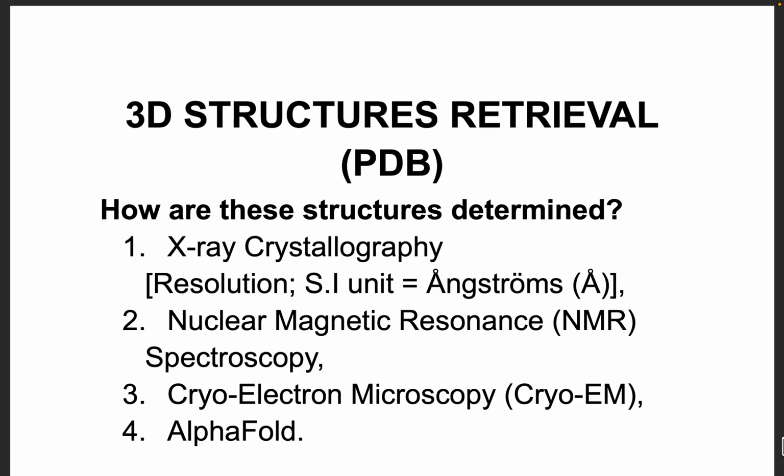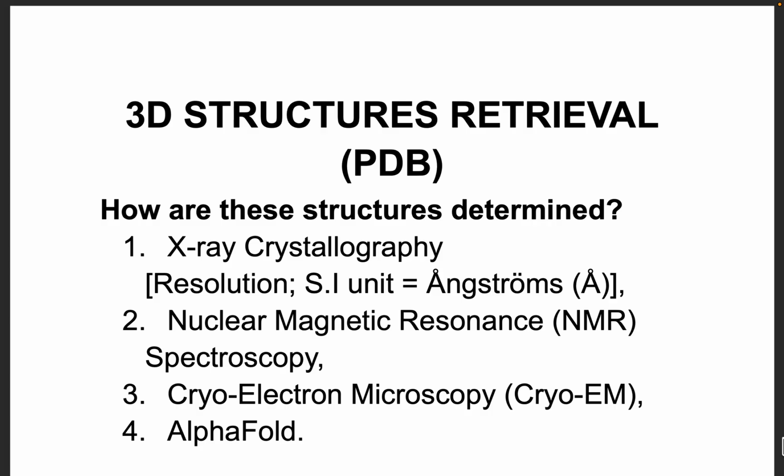Another thing worthy of note is how these structures are determined. The first one is X-ray crystallography. This is the most common method. The protein is taken, coerced into forming a crystal, and X-rays are shot through it. How the X-rays diffract is then measured, and from the diffraction pattern, the 3D arrangement of atoms is reconstructed.